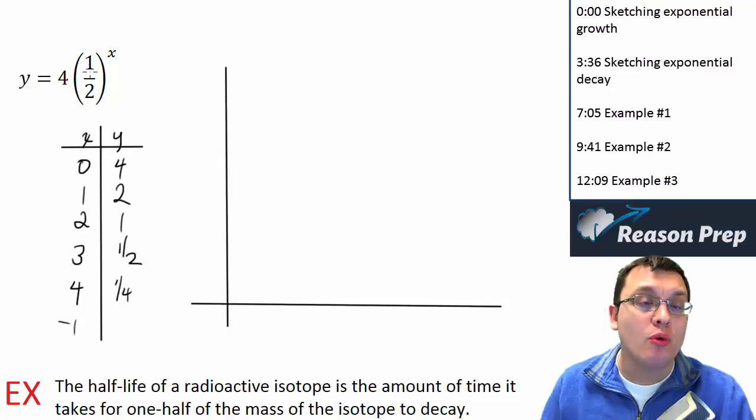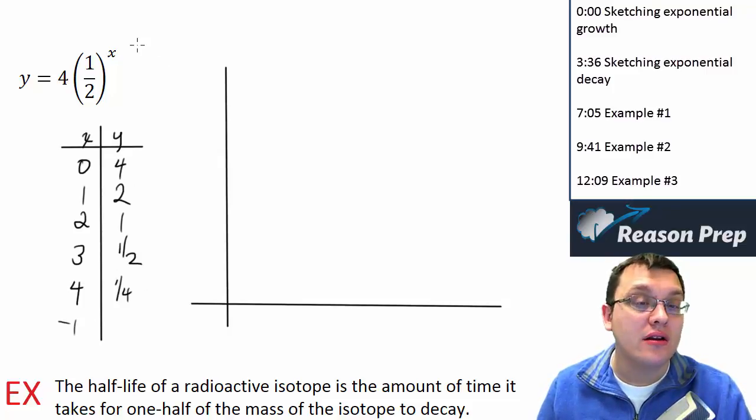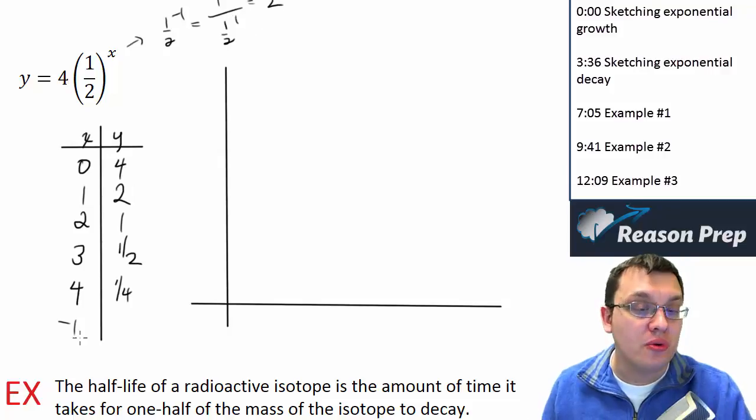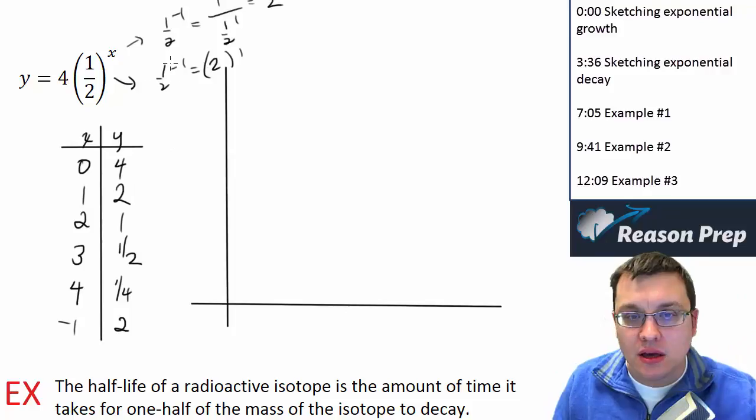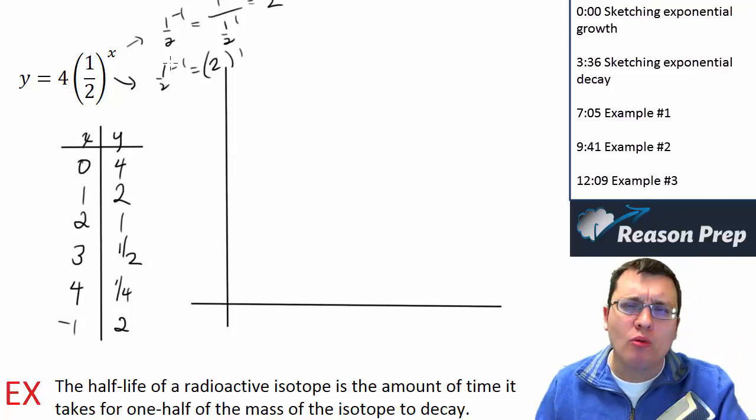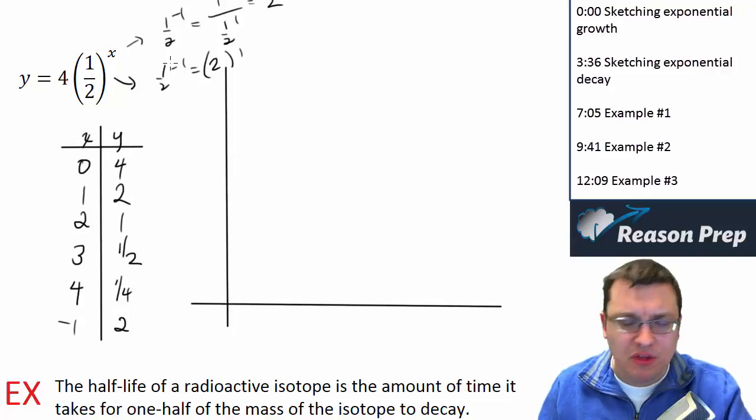We'll do some negatives. So 1/2 to the -1, a little bit confusing. 1/2 to the -1 is the same thing as 1 over 1/2 to the 1, which is the same thing as 2. You also could actually just say 1/2 to the -1 is the same thing as 2 to the 1. Just flip the fraction and make it positive. But we'll talk more about exponents some other time.